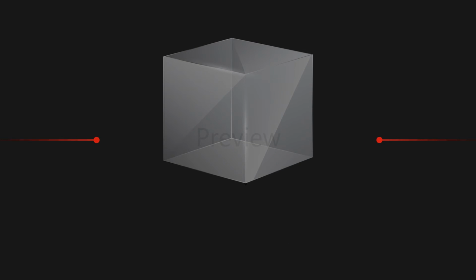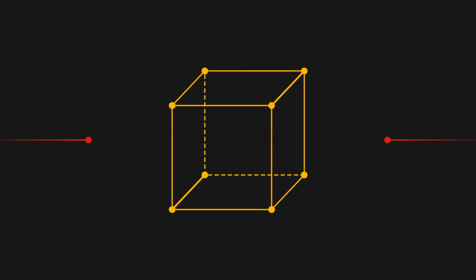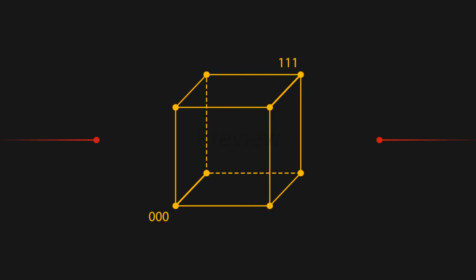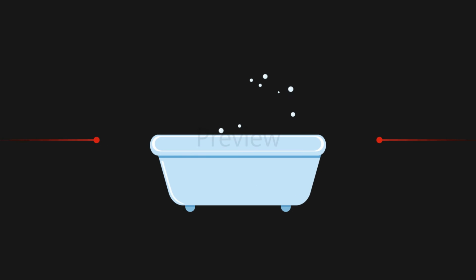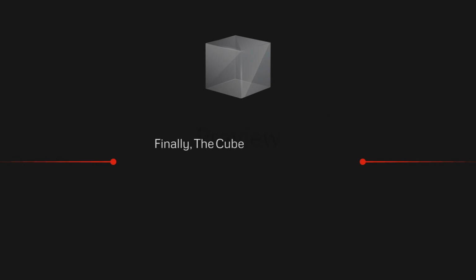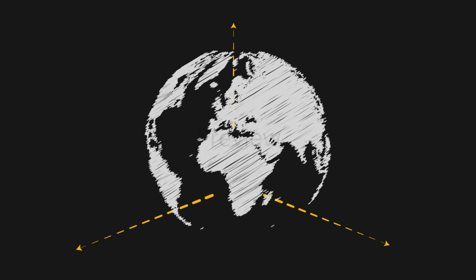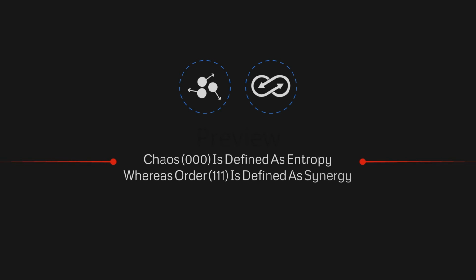The cube also complies with the rules of physics, including energy, mass, and volume. The energy of the cube increases as we approach order, 111, and decreases the closer we get to chaos. Also, since the cube is a prism, it can contain volume, as if it was a tub with water. Finally, the cube complies with Newton's laws of motion, inertia, force, and dynamics, which means that in our tri-dimensional world, energy moves on three vectors. Chaos is defined as entropy, whereas order is defined as synergy.